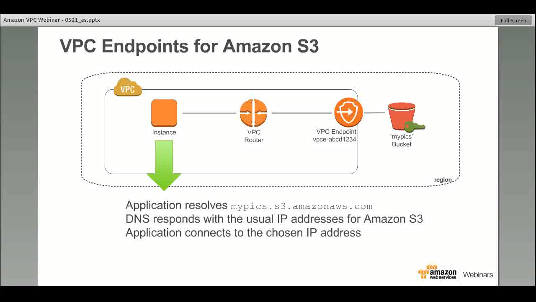DNS will respond with the usual IP addresses. So these would be the public IP addresses for Amazon S3. And then my application will initiate a connection again to those public IP addresses. But again, the application and the instance will be using the private IP address to initiate those connections. They'll use the private IP address of the instance to the Amazon S3 public IP address.